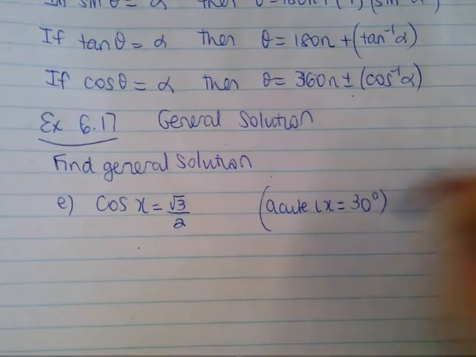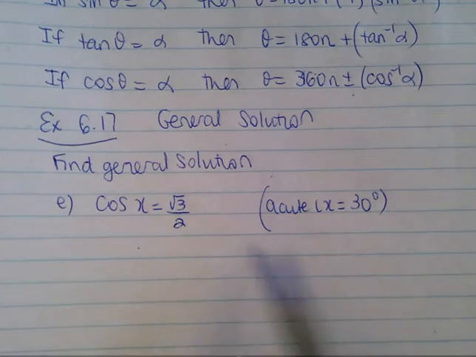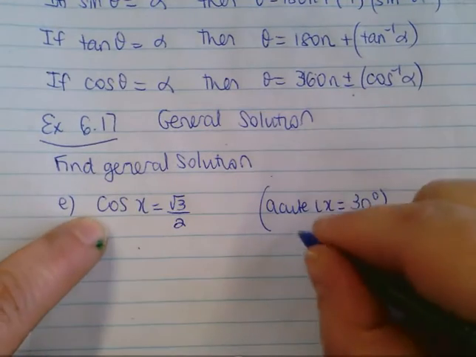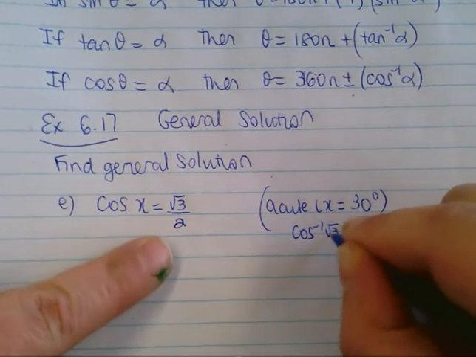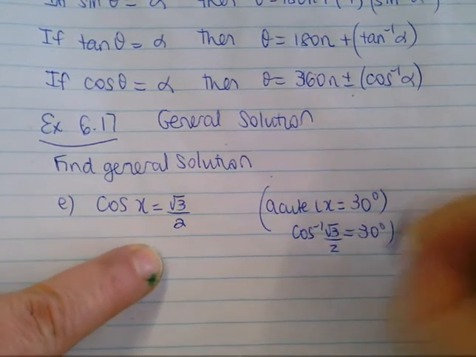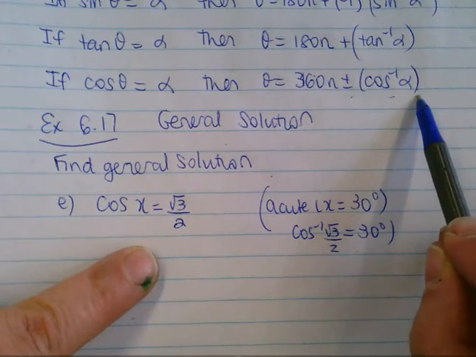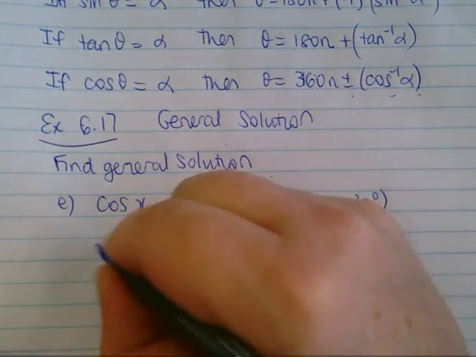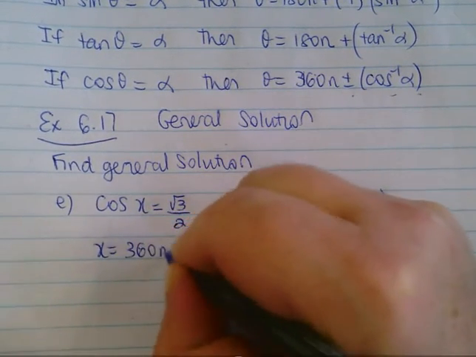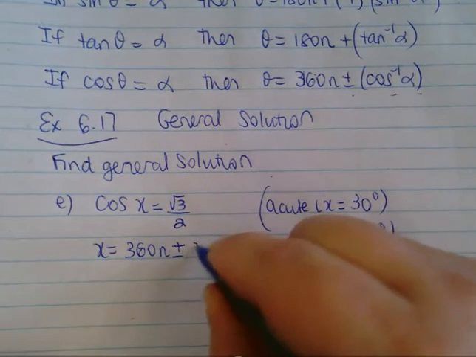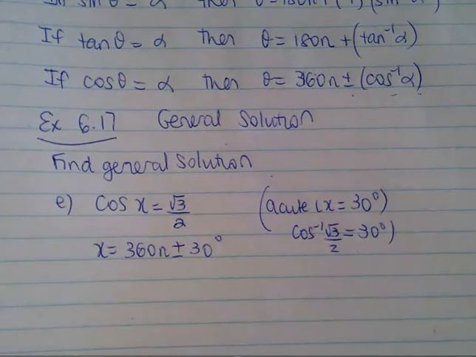That's right. So the acute angle is, and that's what this cos to the minus 1 of root 3 on 2 is. It's 30. That's what that bit of the formula represents. It's just the acute angle. So the general solution is just 360n plus or minus 30. That's it, right? That's the general solution.